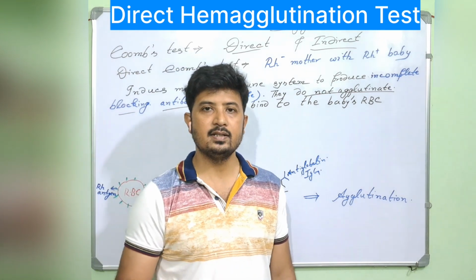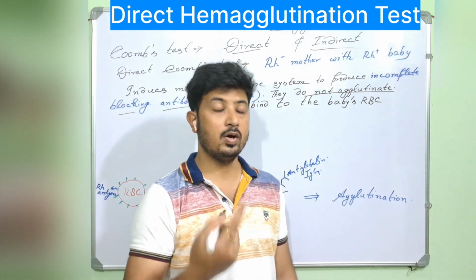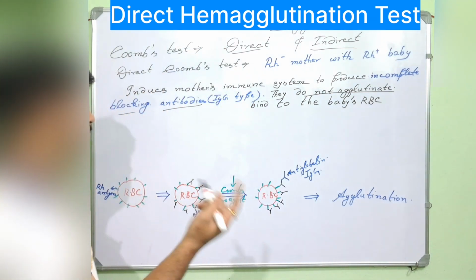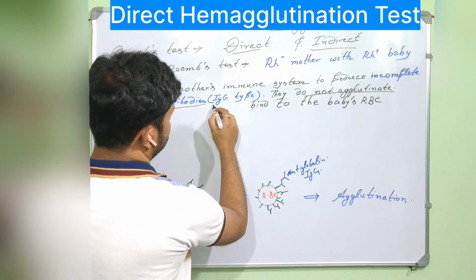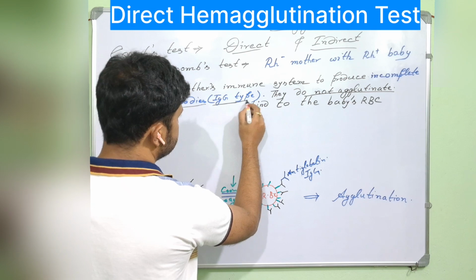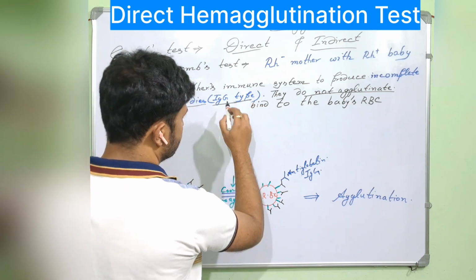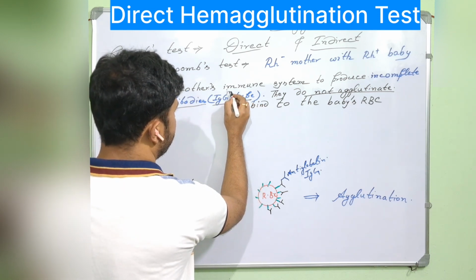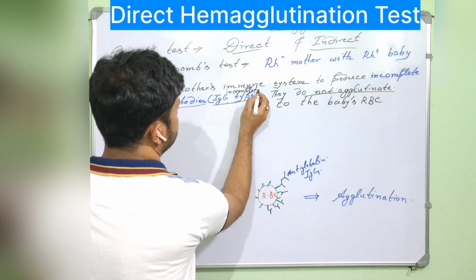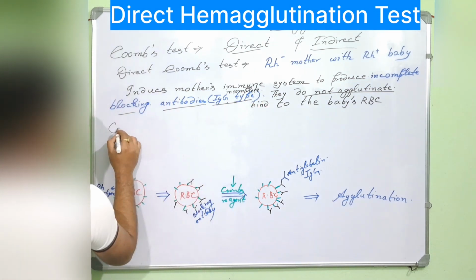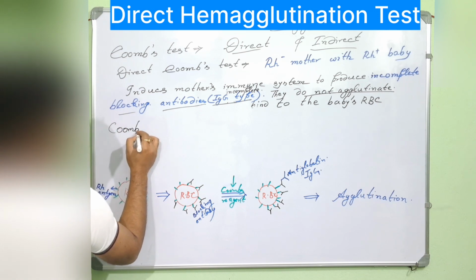Now, that is detected by Coombs reagent. Now, what is a Coombs reagent? One more thing I need to tell you, the nature of blocking antibodies is IgG type. So, it is an incomplete IgG type antibody. Now, to diagnose this, we need to add Coombs reagent.